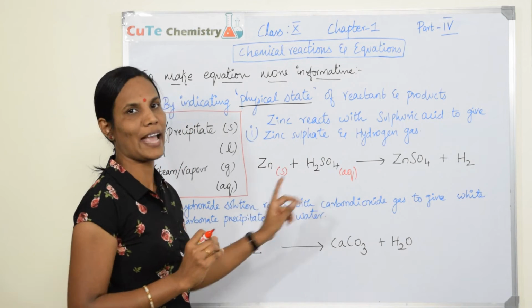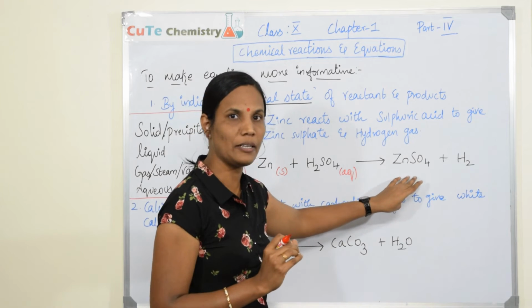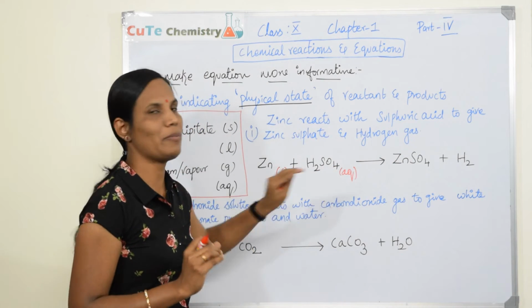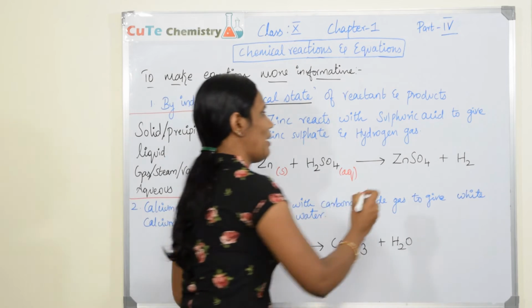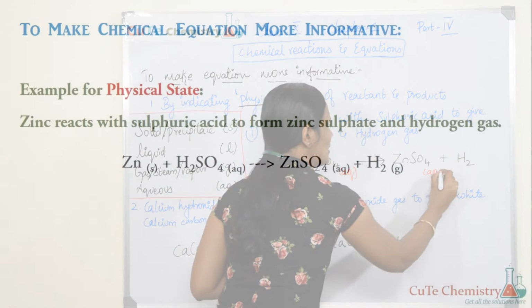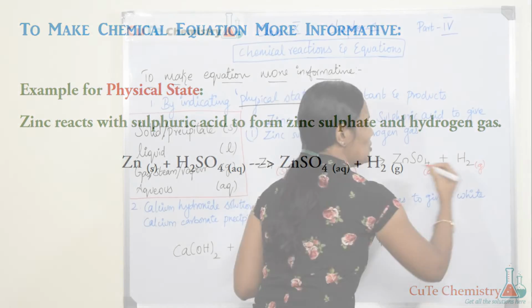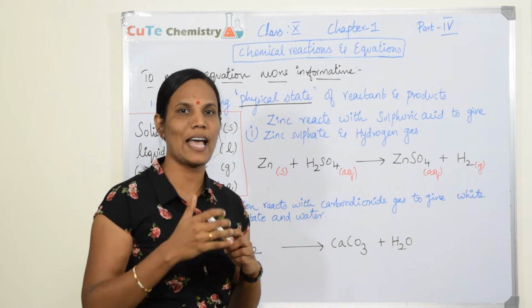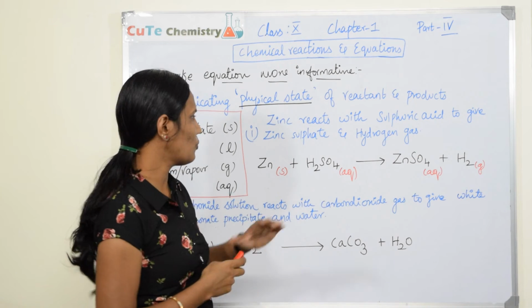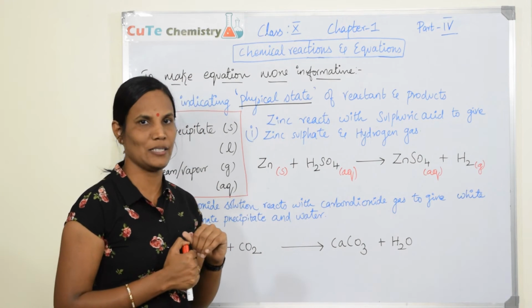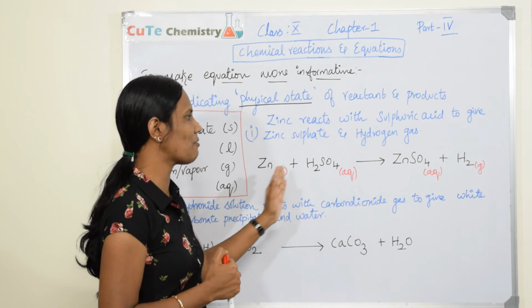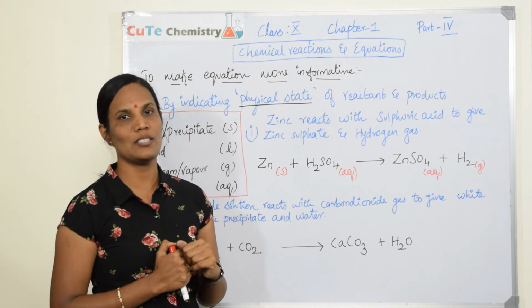When these two react together, we will get zinc sulfate. That zinc sulfate will remain in aqueous solution only, so we have to mention aq for zinc sulfate. And along with that we are getting hydrogen, and we know the state of hydrogen. Hydrogen is a gas. So gas is evolved during the reaction, so we can represent it as g. The g shows that hydrogen is a gas that is coming out from the reaction. So we have given the physical states of this reaction. Now the equation is more informative after we have added these physical states.